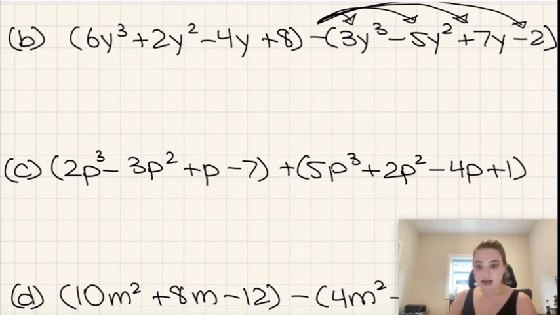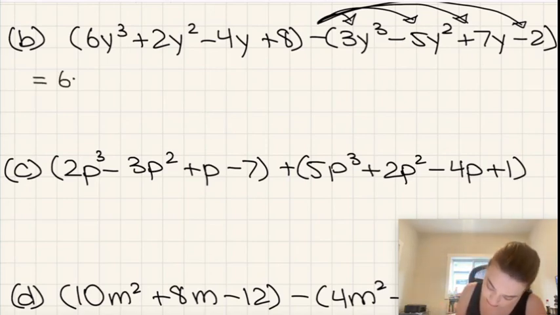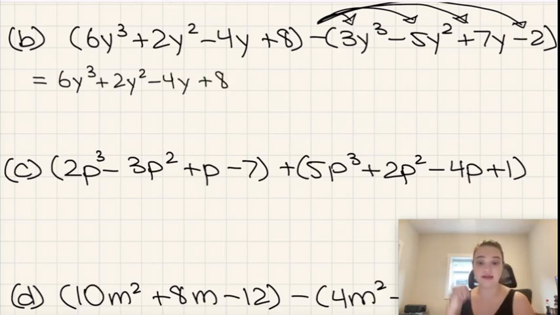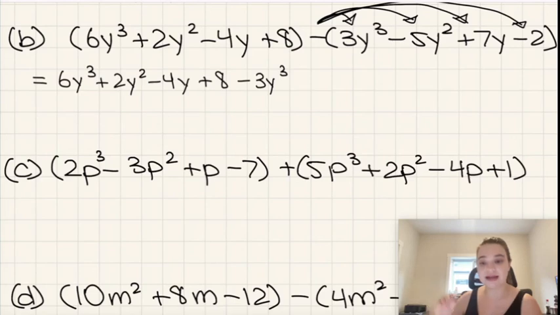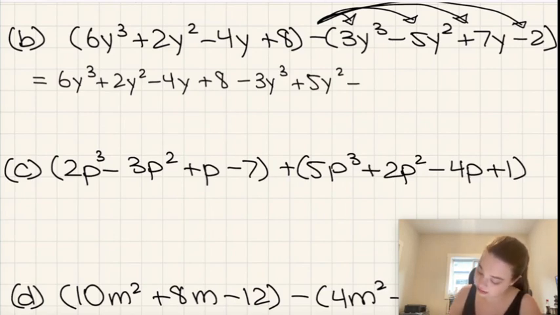So what we're going to do is we're going to do 6y cubed plus 2y squared minus 4y plus 8. So that's just me copying what's in the first brackets. And then we're going to distribute the negative to everything in the second bracket. So we're going to have negative 3y cubed. And then when we have negative 5y squared, recall that when we have two negatives, that makes a positive. So this is actually going to be plus 5y squared. Then we have negative 7y, so let's write that. And then we have negative 2, which is also positive 2.